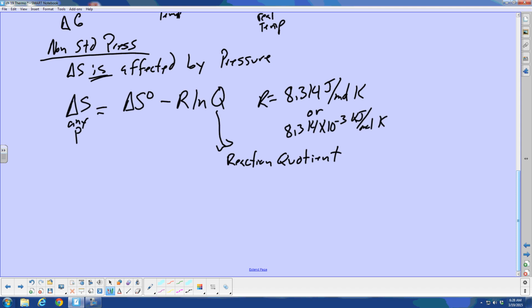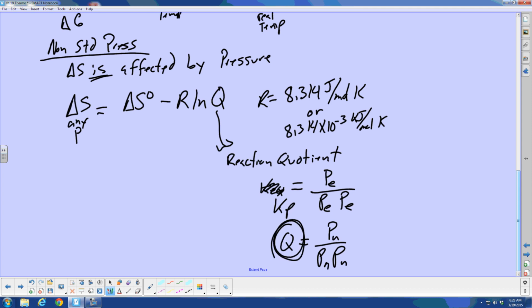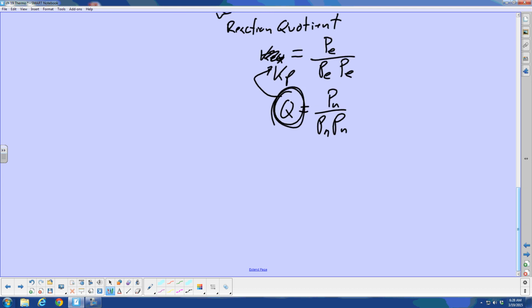And what is that? Remember we said that I had a KEQ, and it is concentrations, or let's go with KP. We have a KP, and I have a pressure over a pressure times a pressure. And I said I have a Q, which is equal to that pressure over pressure over pressure. These are all equilibrium values for K; these are non-equilibrium values for Q. We're talking about the Q that is the same expression as your K, except you're at non-equilibrium conditions. So that's a way we can do that. That's our correction for S.